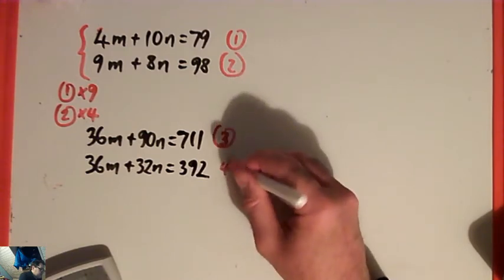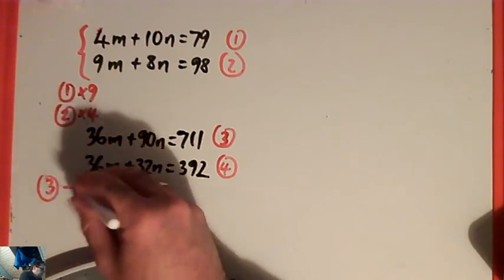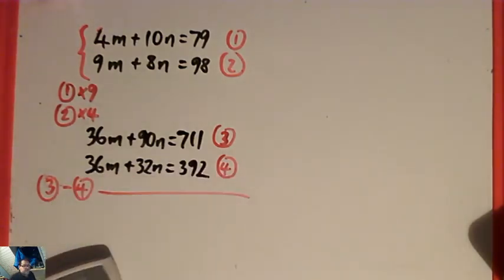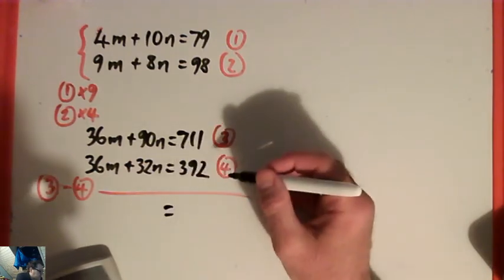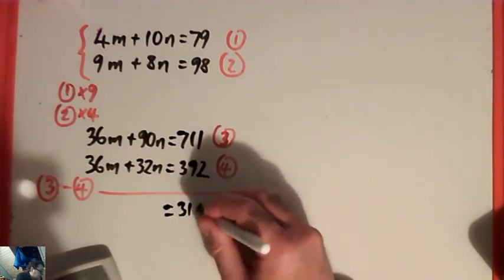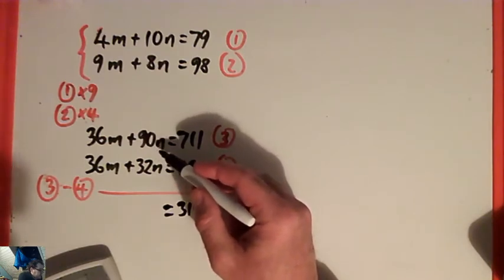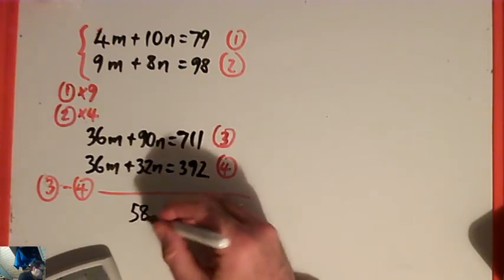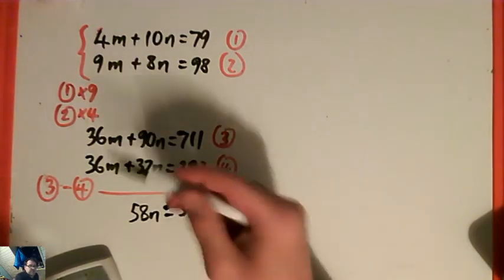So if I call them 3 and 4, then I can do everything in equation 3, take away everything in equation 4, and the m's will disappear. So let's just do that. 711 minus 392, first of all, that's going to be 319. 90n, take away 32n is going to give me 58n. And 36m, take away 36m, that's just going to disappear.